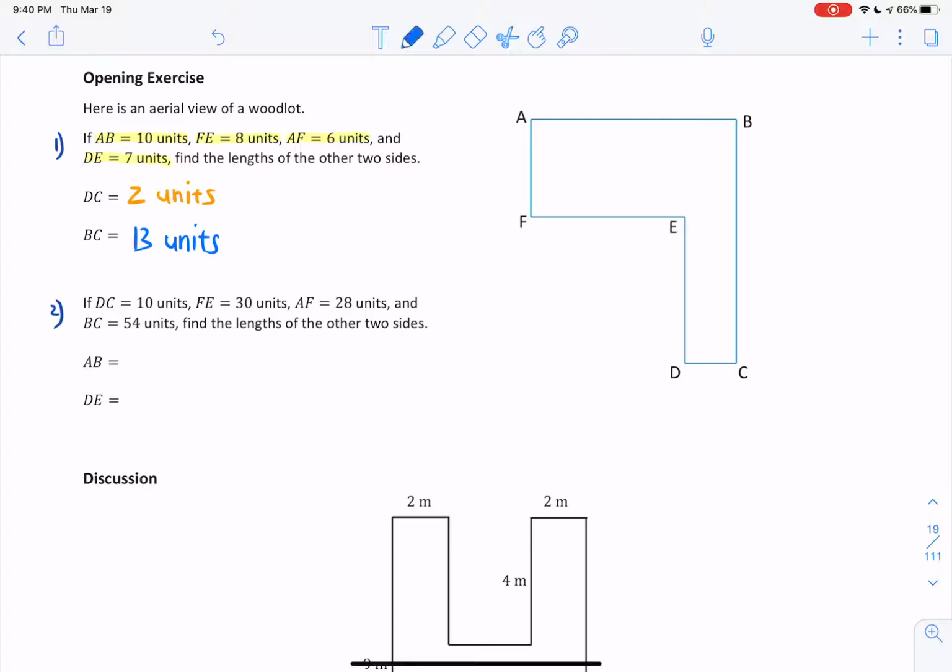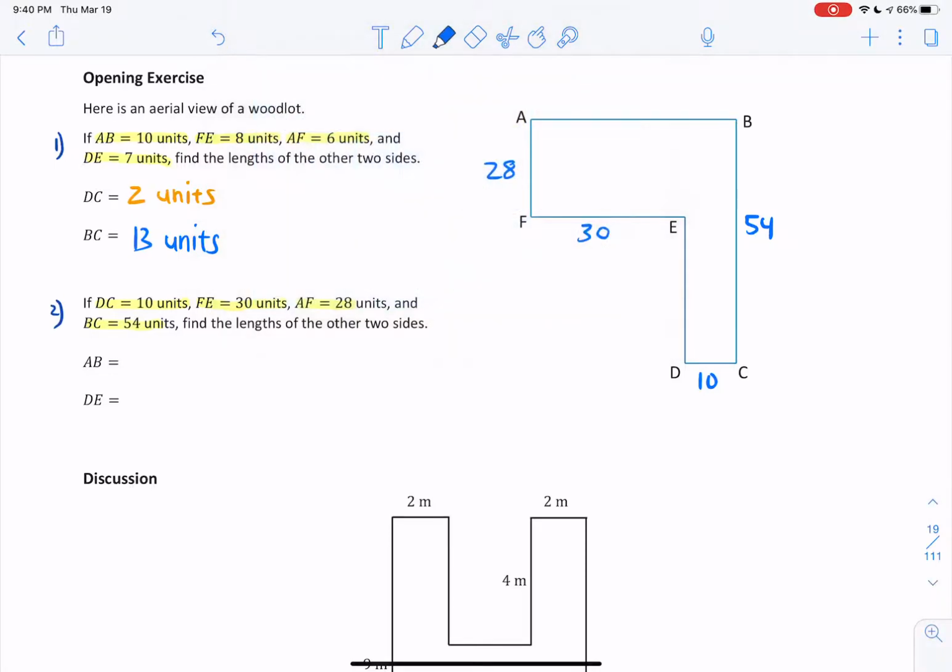I'm going to go ahead and use the information that they give me in order to identify the information I already know. DC equals 10. FE equals 30. AF equals 28. And BC equals 54. They give me some different information, and they're forcing me to find out some different information. So here's what I do know.